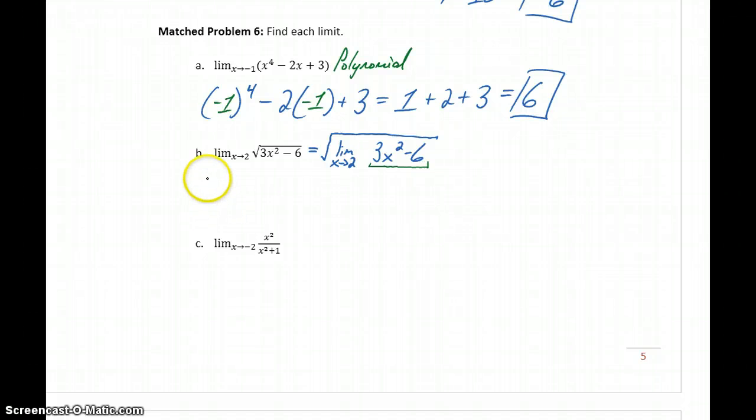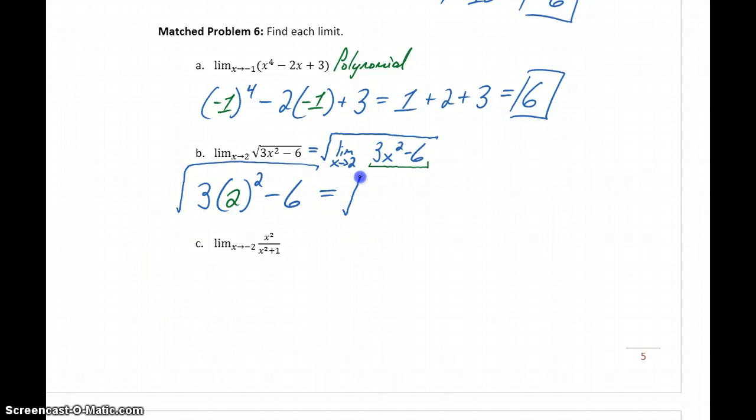So again, we can try direct substitution. So this is going to become 3 times 2 squared minus 6, and we still have that square root around this, making this the square root of 3 times 4 minus 6, or just the square root of 6.